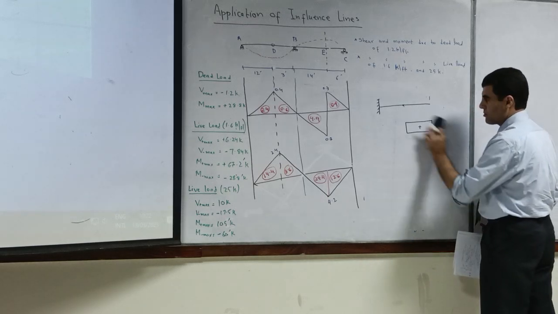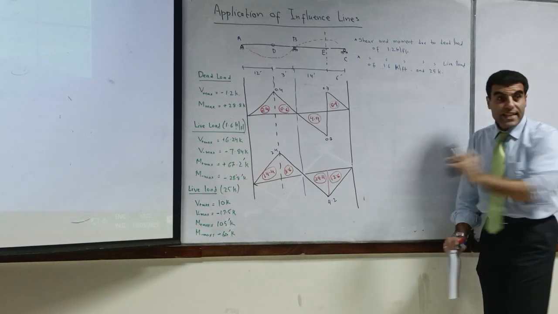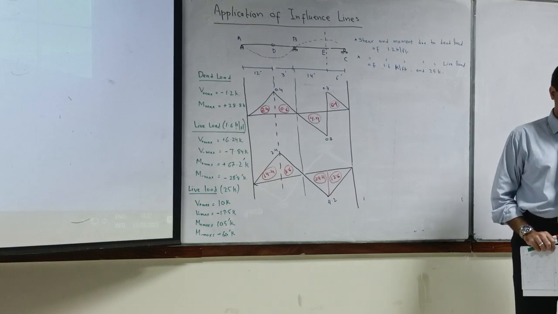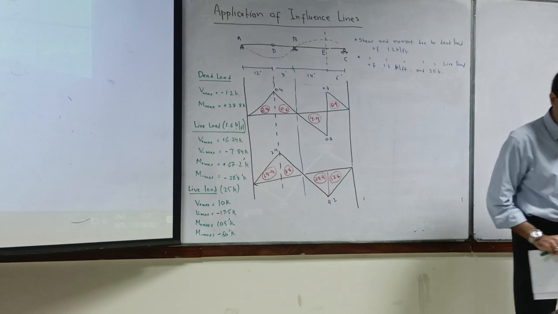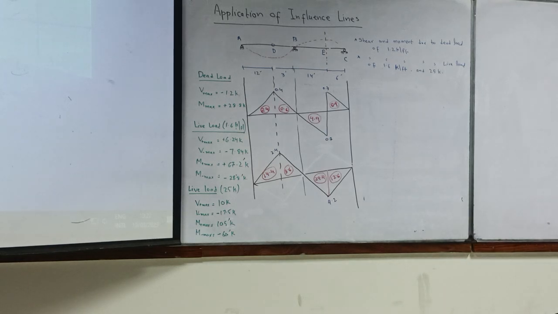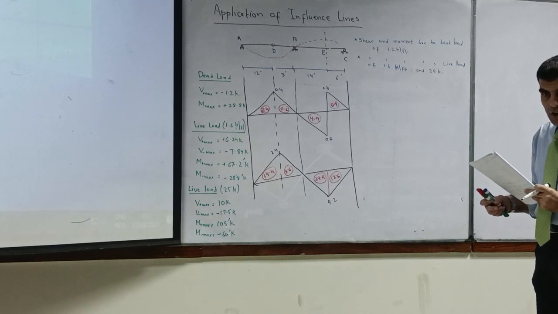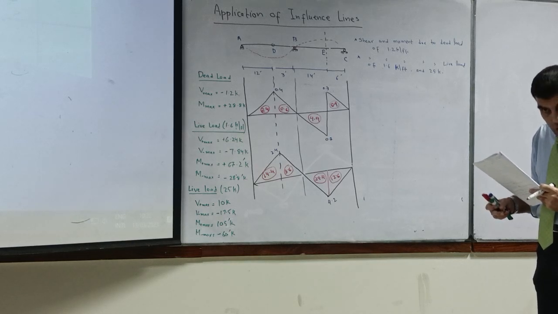Influence line diagram is always linear. No, it is always linear for determinate structure. For determinate structure, it's linear. For indeterminate, it's not. Sir, can you calculate shear forces and bending moments for the UVL? For the UVL.